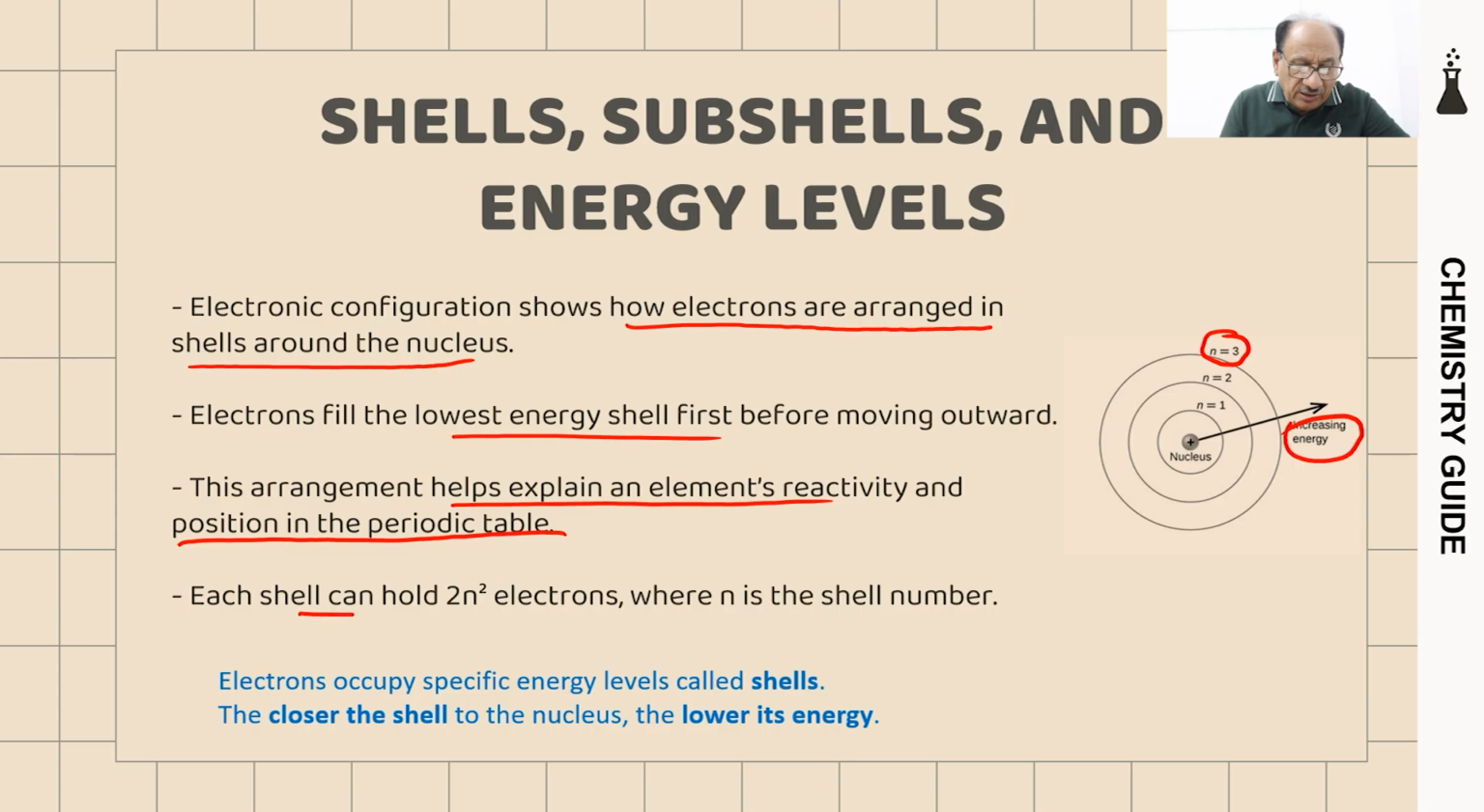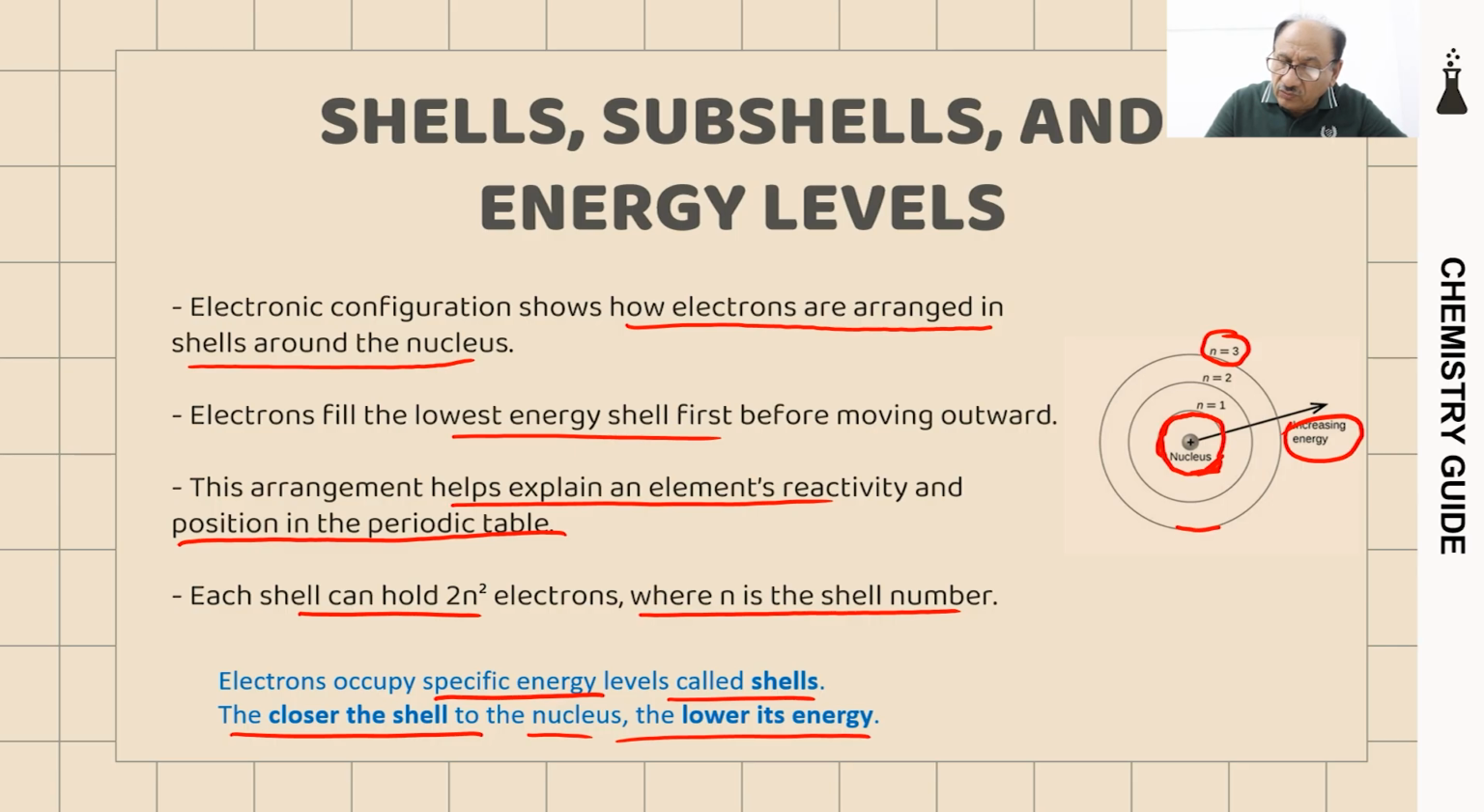Each shell can hold 2n² electrons, where n is the shell number. Electrons occupy specific energy levels called shells. The closer the shell is to the nucleus, the lower the energy level. So this one is closer, so it will have a lower energy requirement. Lower energy electrons will be in the inner shell, and the outer shells will have electrons with higher energy levels.